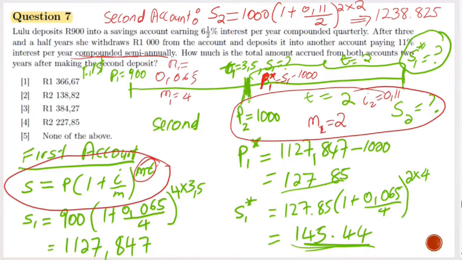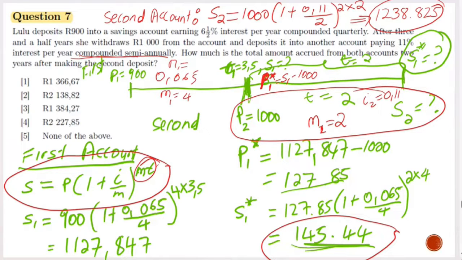So now Capitec is giving her 1,200. Capitec, this one. Nedbank, this is an accumulated amount. So now the question is saying, how much is the total accrued from both accounts? So look at the accrued amounts on both accounts.